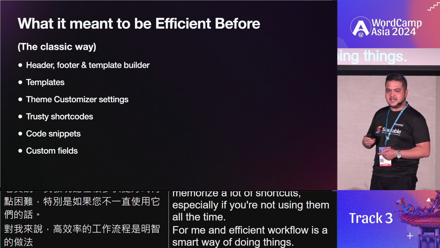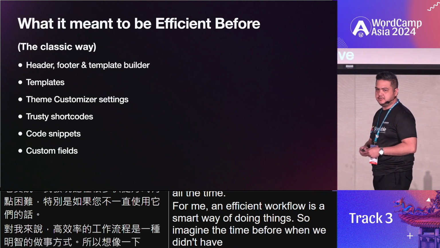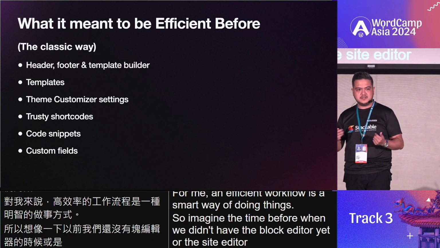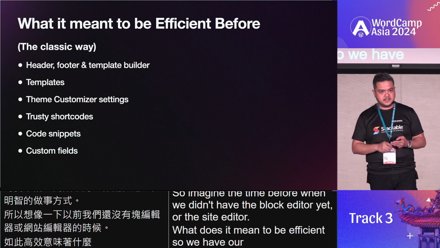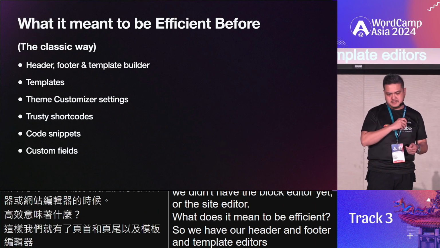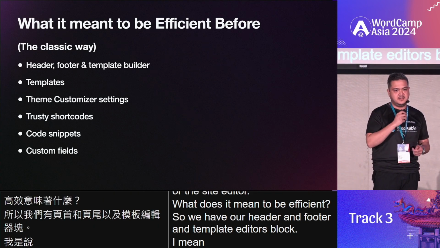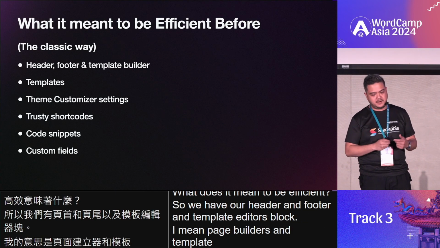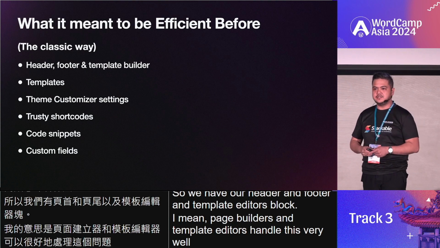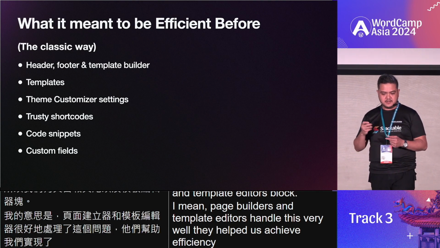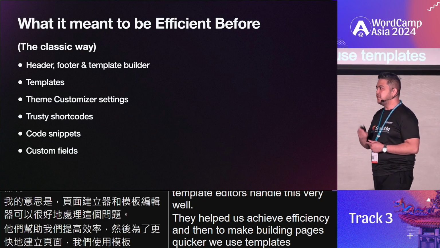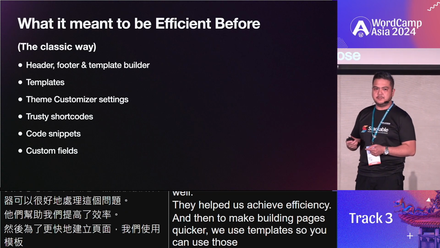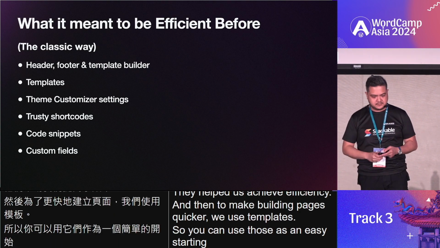So imagine the time before we had the block editor or the site editor. What does it mean to be efficient? We have our header, footer, and template editors. Page builders and template editors handled this very well. They helped us achieve efficiency. And then to make building pages quicker, we use templates. You can use those as an easy starting point to build our About Us pages, Contact Us pages.